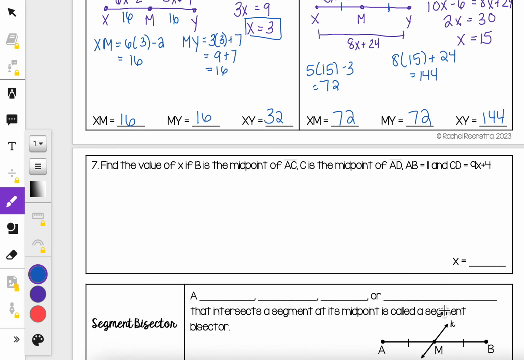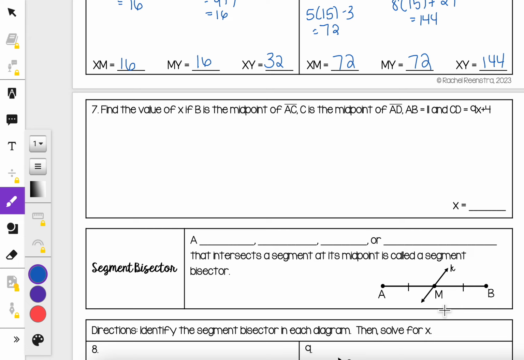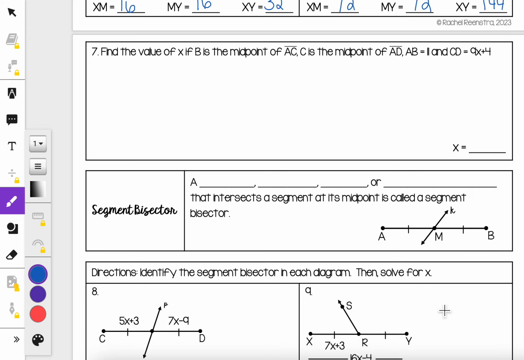All right. Okay, now number 7 on the back. This is another one where I'm not given a diagram, so I know I'm probably going to have to draw one. So number 7 says find the value of x if B is the midpoint of AC and C is the midpoint of segment AD, and AB equals 11 and CD equals 9x plus 4. All right, so there's a lot going on here. I definitely want to draw.